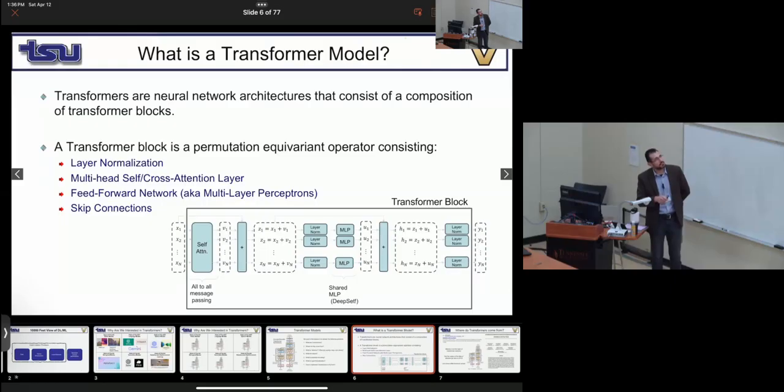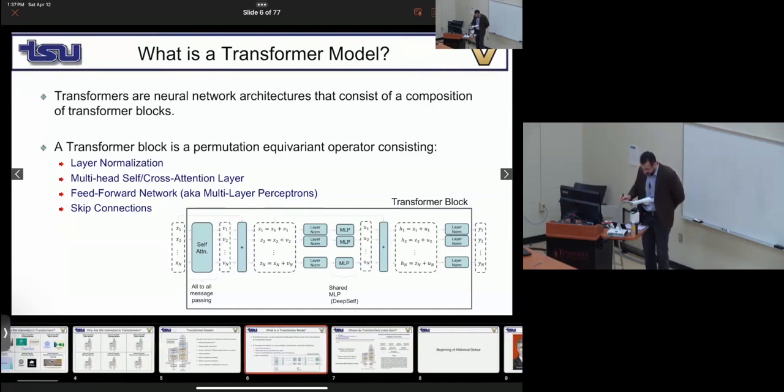It consists of a few different components: layer normalization, multi-head self or cross attention, feed-forward neural networks or multi-layer perceptrons, and skip connections. So here I show you a transformer block. Again, don't worry about it. We will go through and create every single element and try to understand it.